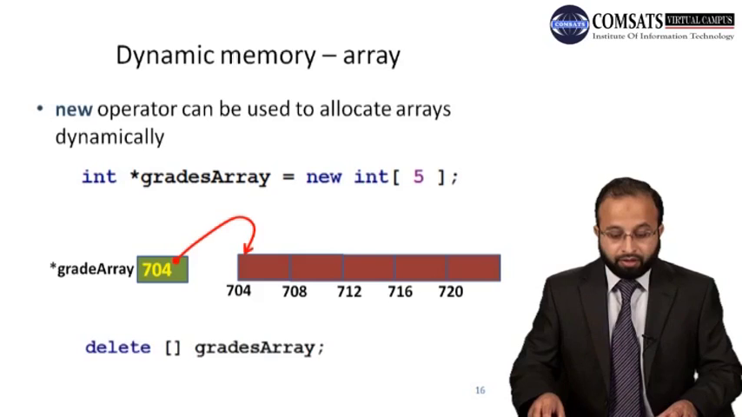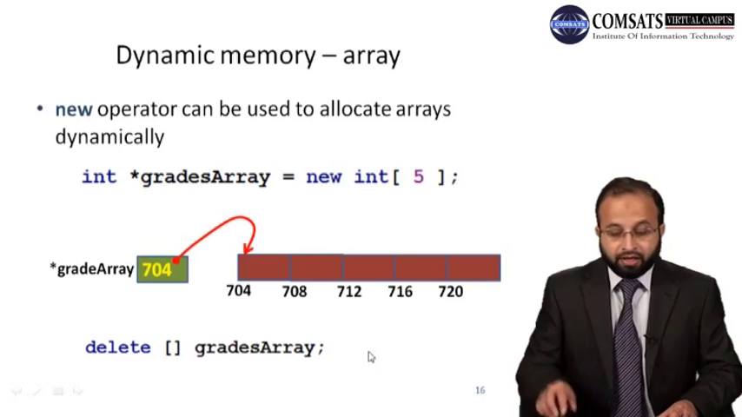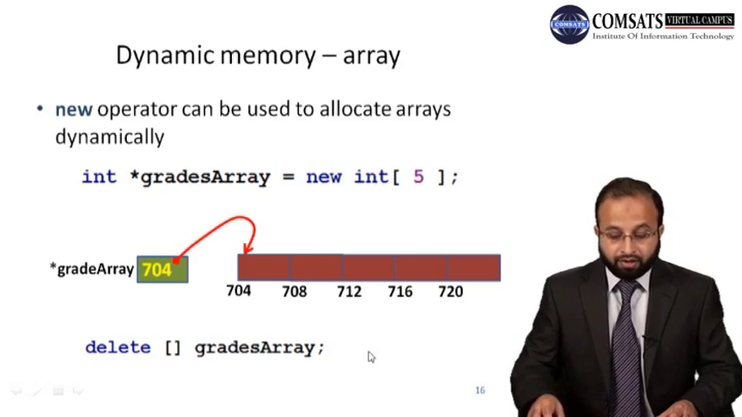And to delete this memory location, you write delete, the array symbol, gradeArray, right? This is an array symbol. There's no need to mention the size of this array. It automatically figures out how much memory is allocated for that array in the heap area.